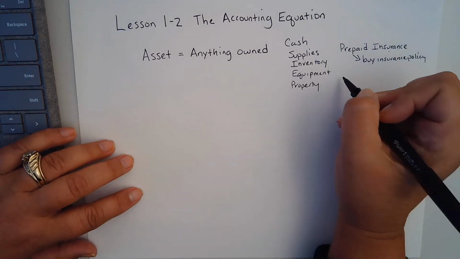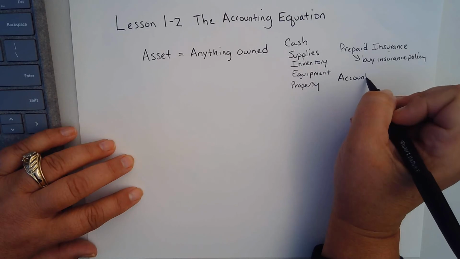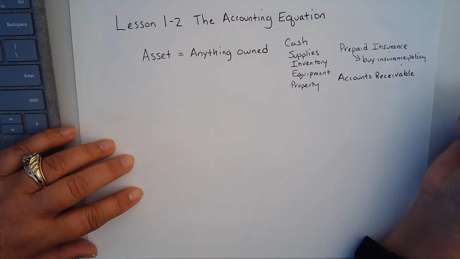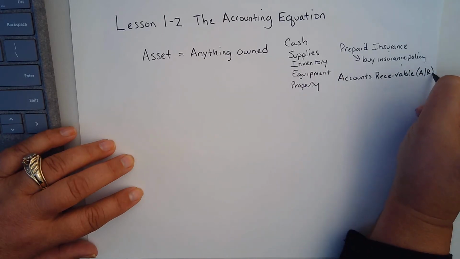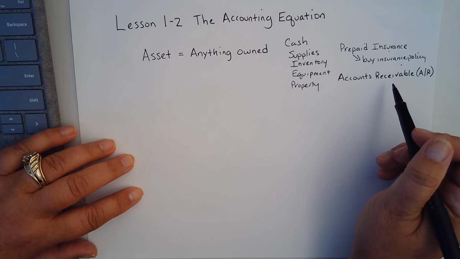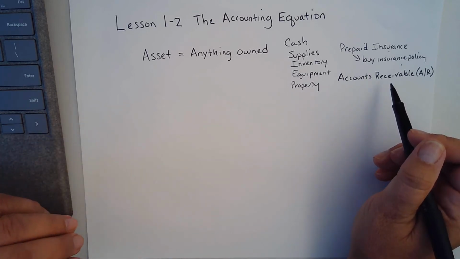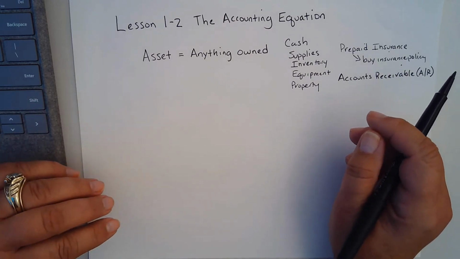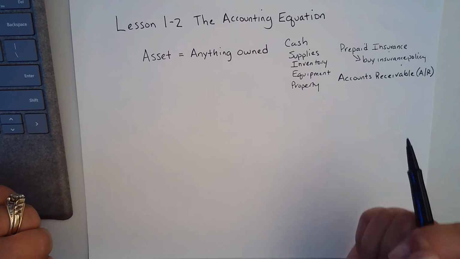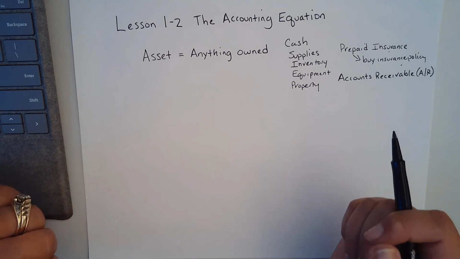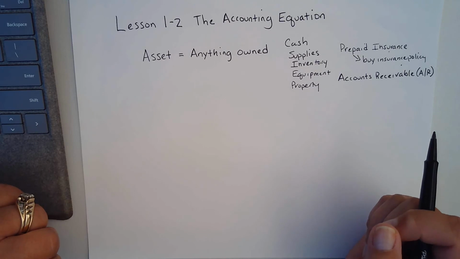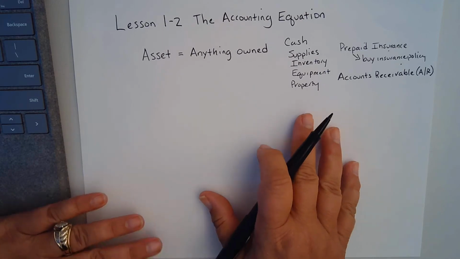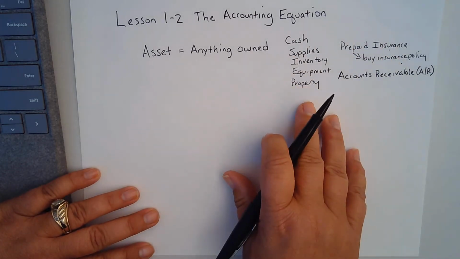Now, there's one more that's probably going to be unfamiliar, and it's a thing called accounts receivable. And you're going to see me abbreviate this as AR. Accounts receivable is any time we do work for someone or provide a service for them or provide goods for them, and they have not paid us yet. So we are going to be receiving that cash later from them. That's an accounts receivable, and it's an asset, and our business owns the right to collect that money later. So those are the typical assets that you're going to see.